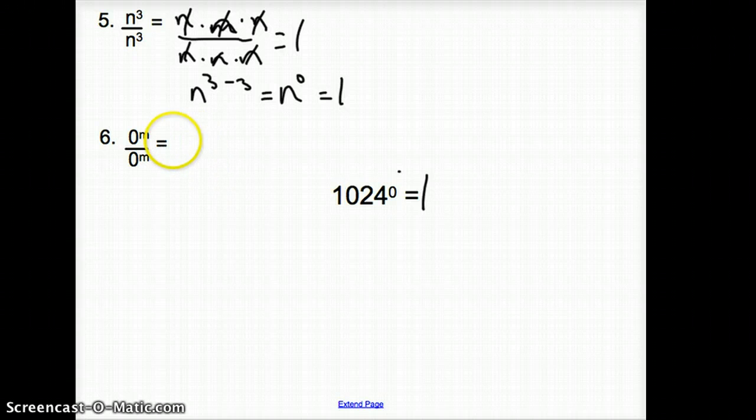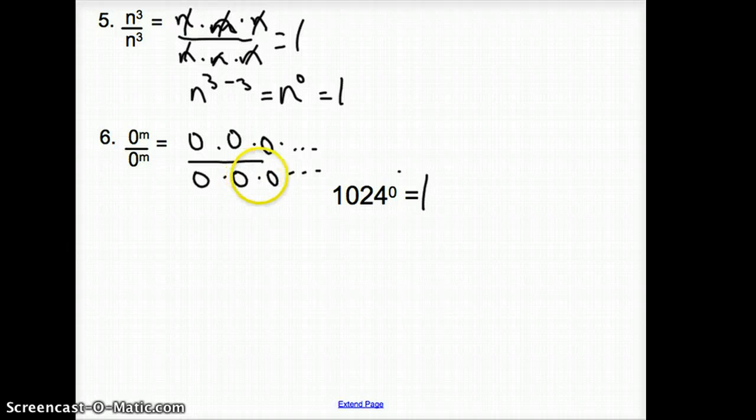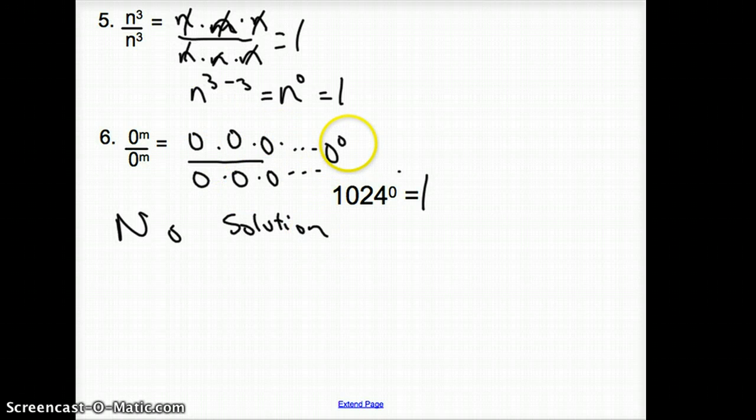Now let's take a look at 0 to the mth over 0 to the mth. Here, again, we have 0, and I'm going to write this out just by definition of exponents, multiplying that, and it will continue. And we have 0, same thing on the bottom, and that will continue. Well, we can cancel out, right? But what are we canceling out on the bottoms? We're canceling out zeros. 0 times 0 is 0. So we would be dividing by 0. And can we divide by 0? No, we cannot. So that would leave us with no solution.